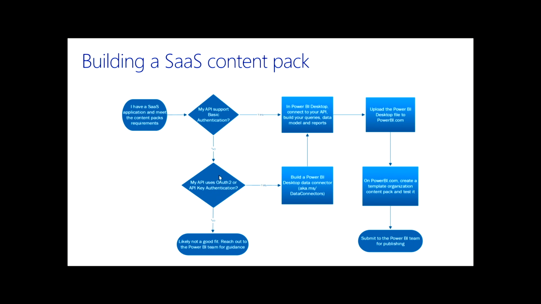So if you don't have basic authentication and have OAuth 2.0 or API key authentication, then you'll need to build a data connector. We'll go over that a little bit, but I'm not going to go into it a lot. There was a session earlier today about data connectors. If you haven't attended that, you can look it up online afterward. I think all the sessions will be available two weeks after the conference, and we'll also provide the link to the documentation on how to build data connectors.